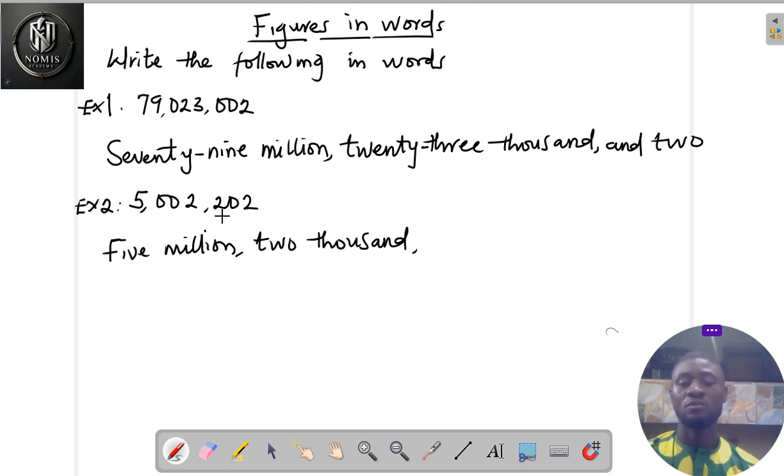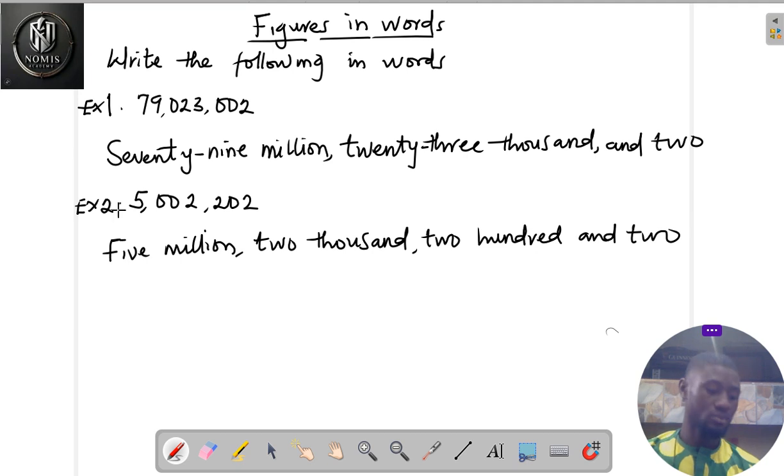200 because the place value of this 2 is 100. This is tens and this is units. So you consider these tens now being in the midst of digits that are other than 0. So this is 202. So this becomes 200 and 2. So we just wrote this figure in words: 5,002,202.